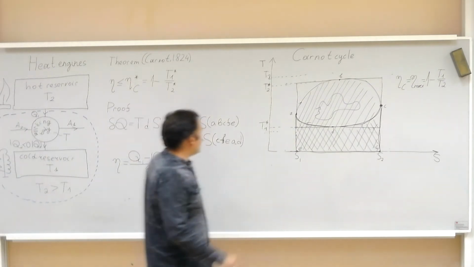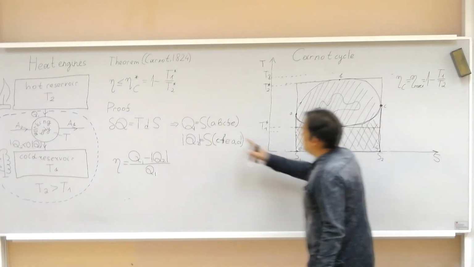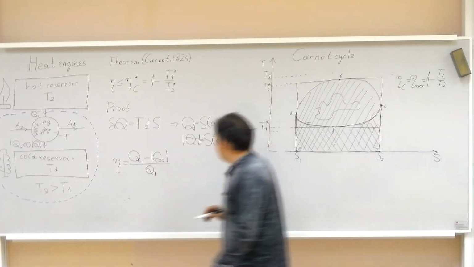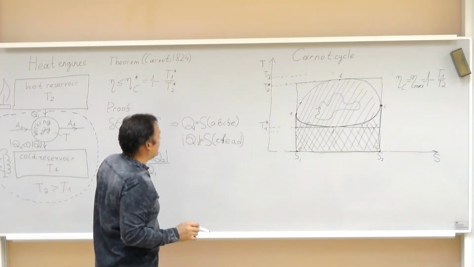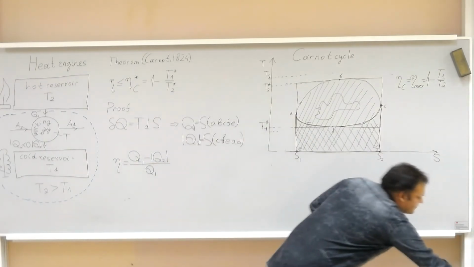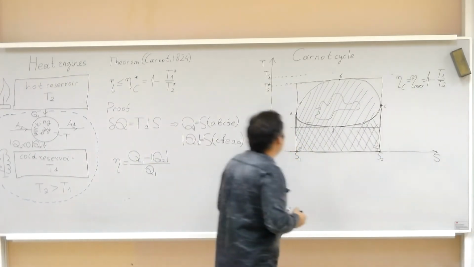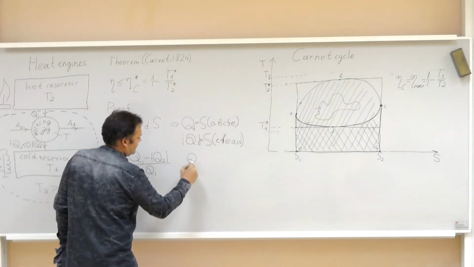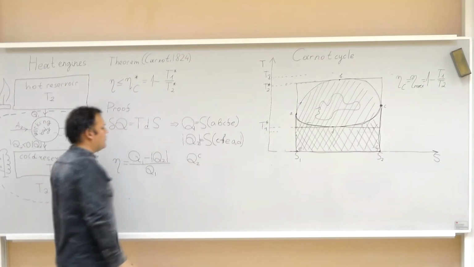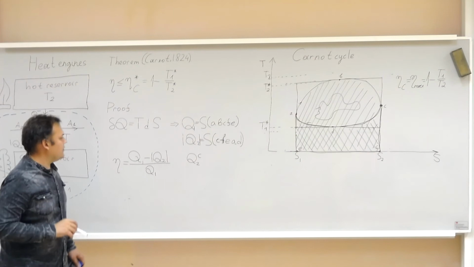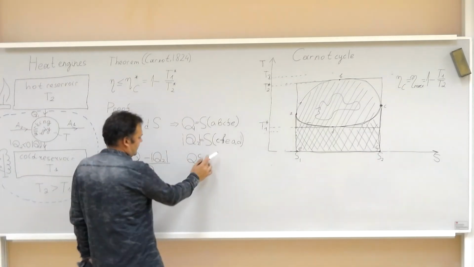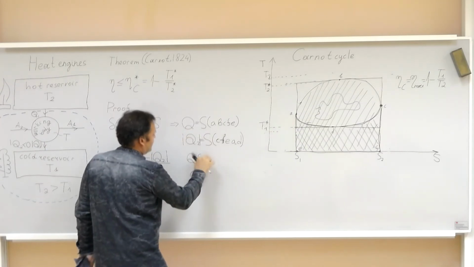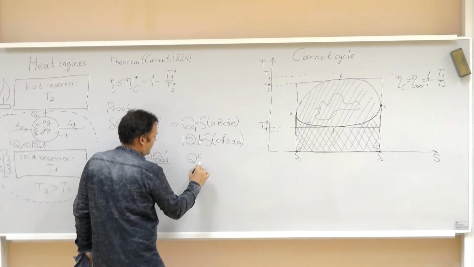And now let us compare these quantities with the quantities of the Carnot cycle. In the Carnot cycle, let us denote by Q2C the quantity that is obtained by the system in the Carnot cycle from the hot reservoir, and Q1, Q2.